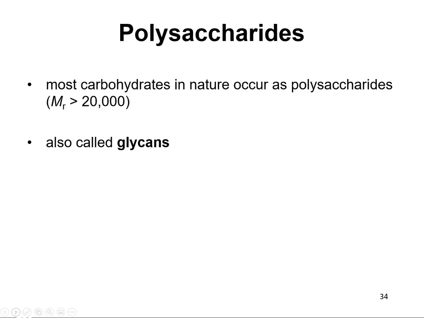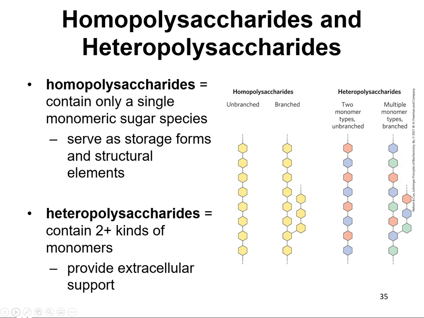Now we're moving on to the big boys, okay? Polysaccharides. Most carbohydrates in nature occur as polysaccharides. We're talking huge molecular weights. We also call them glycans. You can have homopolysaccharides or heteropolysaccharides. The difference is that homopolysaccharides only have one monomeric sugar. So think glucose, all glucose. If you have a long string of glucose, then that is a homopolysaccharide. Heteropolysaccharide, we're talking about at least 2 different kinds of monomers.